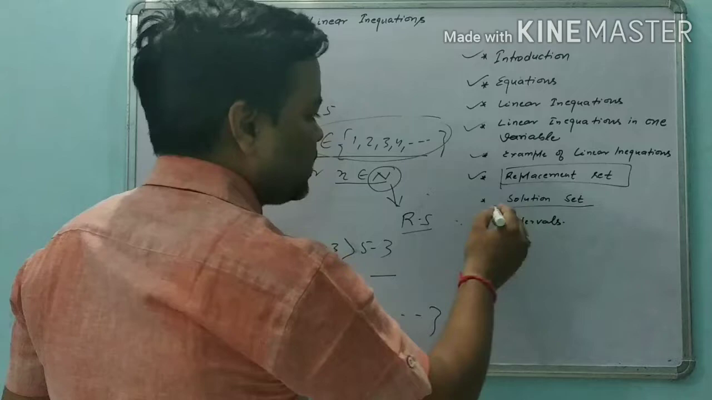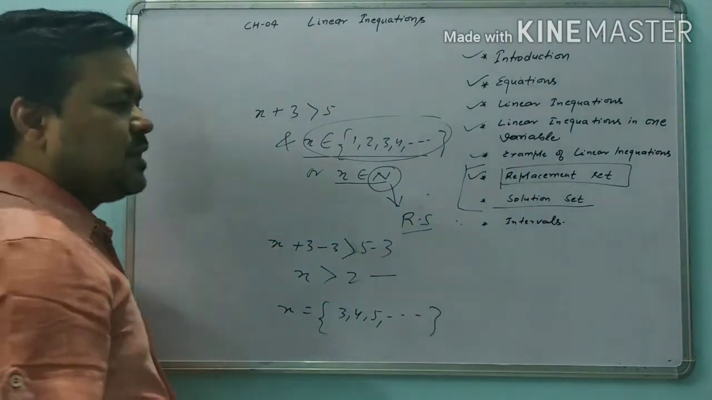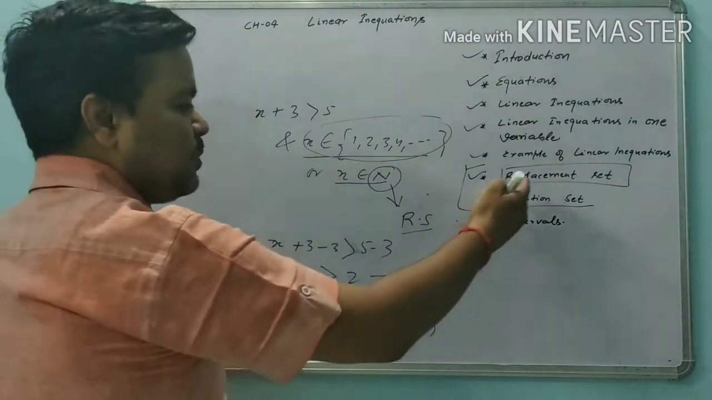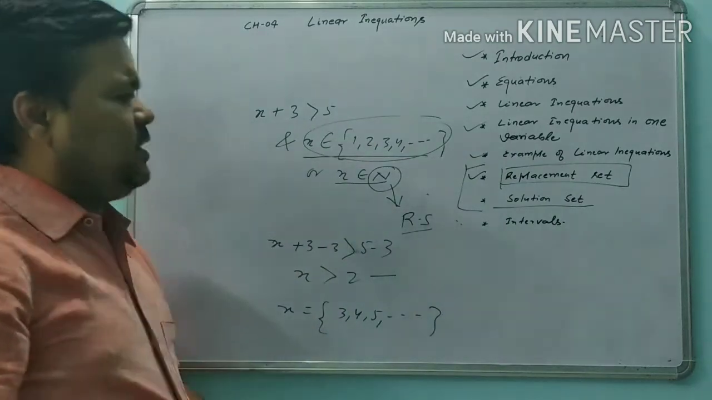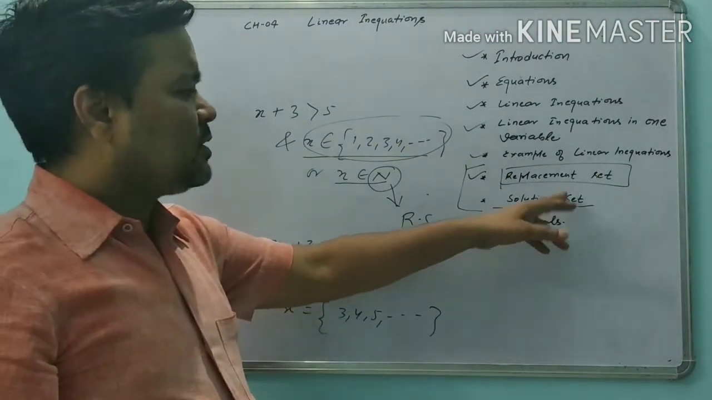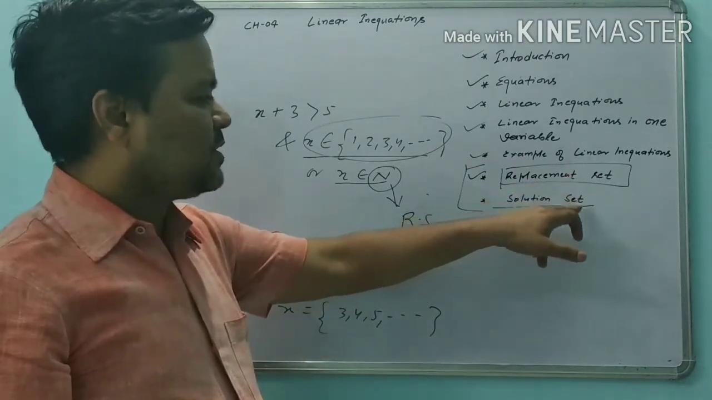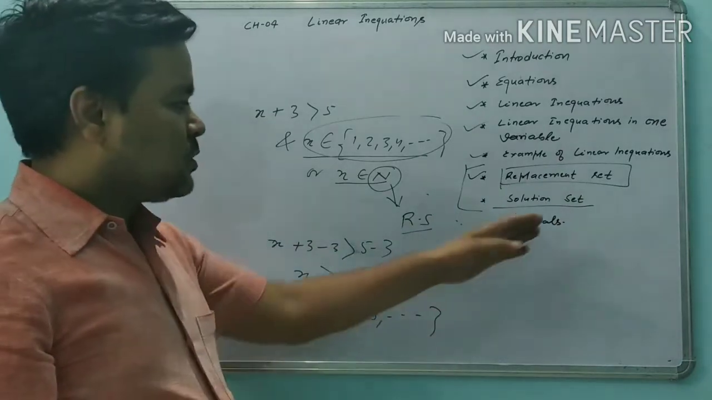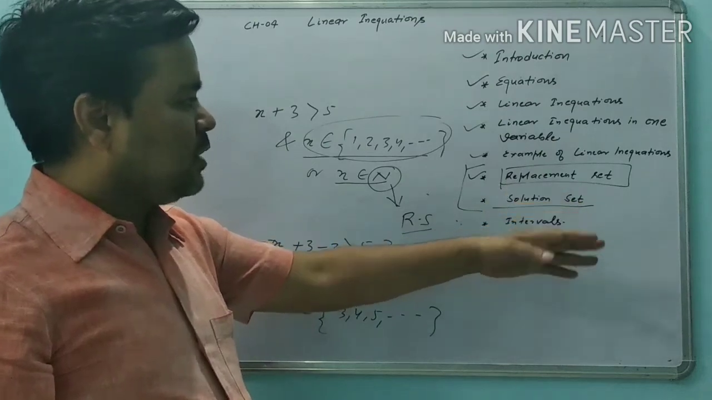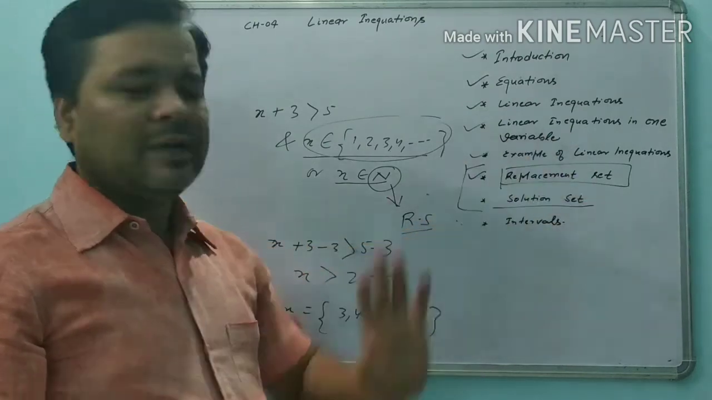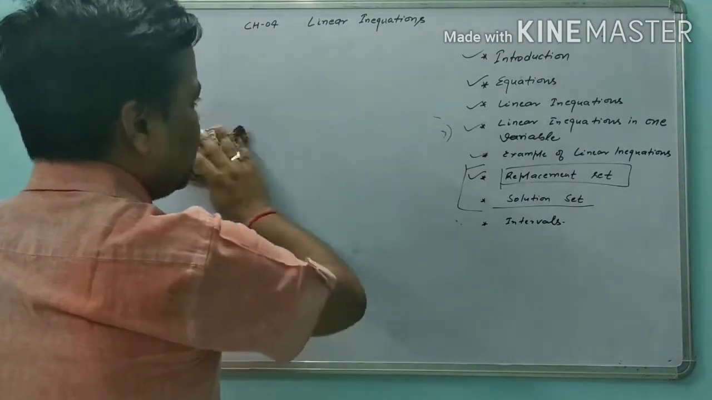Now, what is the solution set? I think I explained both together. What is the difference between replacement set and solution set? Replacement set is that set from where we are getting the solution set. In other words, the solution set is a subset of the replacement set. The elements of the solution set will be taken from the elements of the replacement set. In this way, we can find the difference between solution set and replacement set.